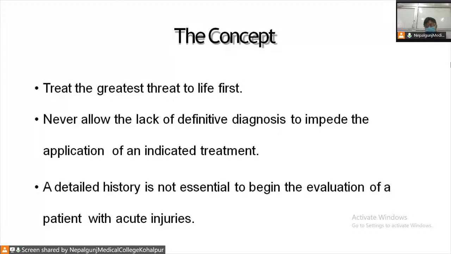Because this panel of treatment that we do in the early first hour is an approach that we follow in each and every polytrauma patient, so that we can save as many lives as possible. And in this case, a detailed history is not essential to begin the evaluation of a patient with acute injury, because with history we can treat the patient definitively, but this is the approach to save the life, so detailed history is not required as such.